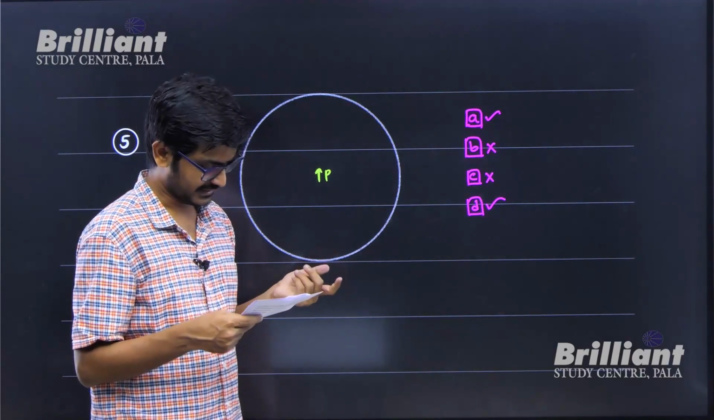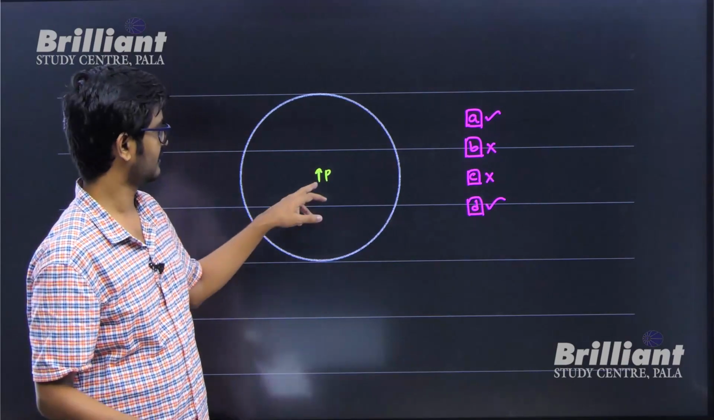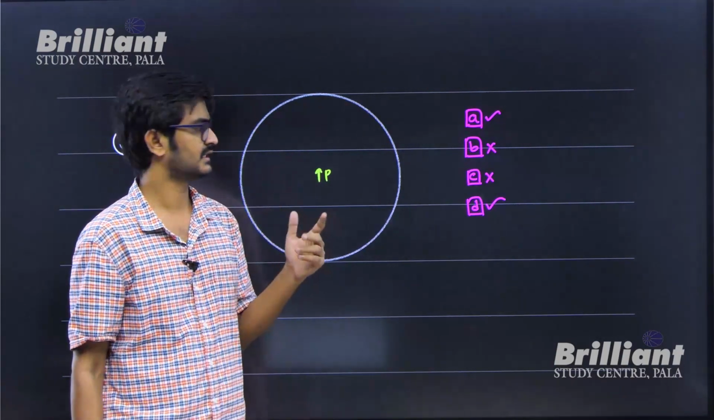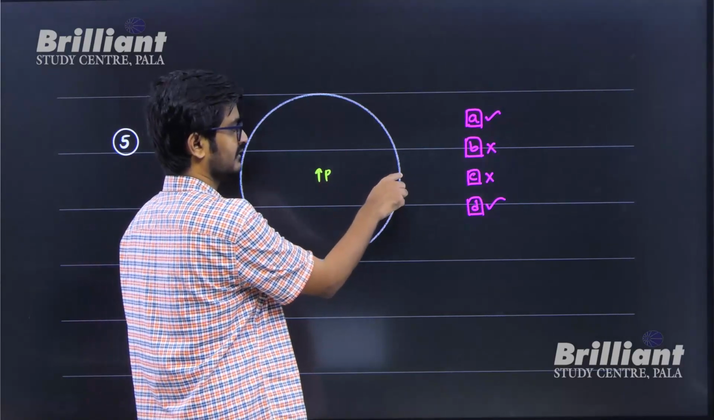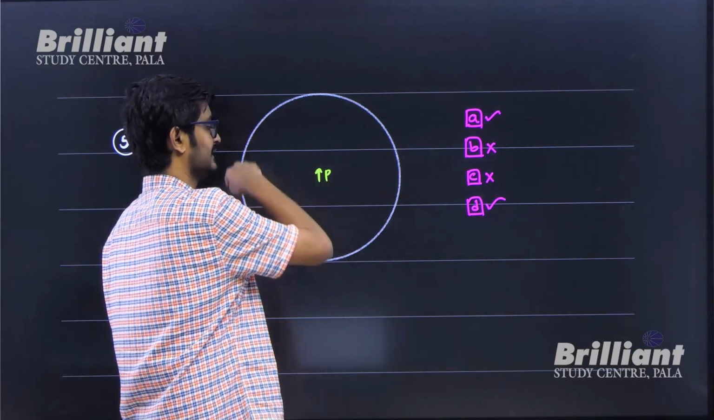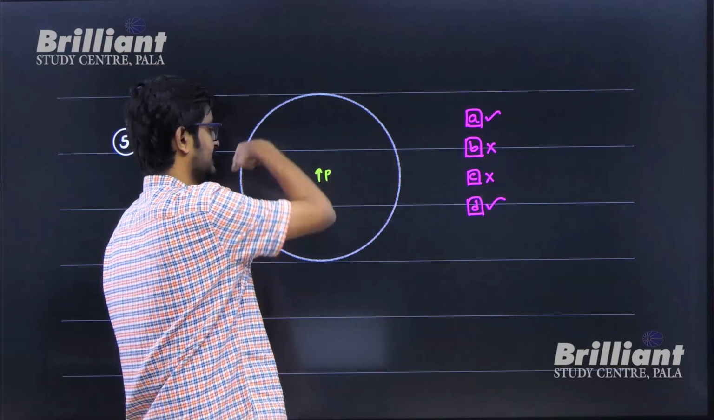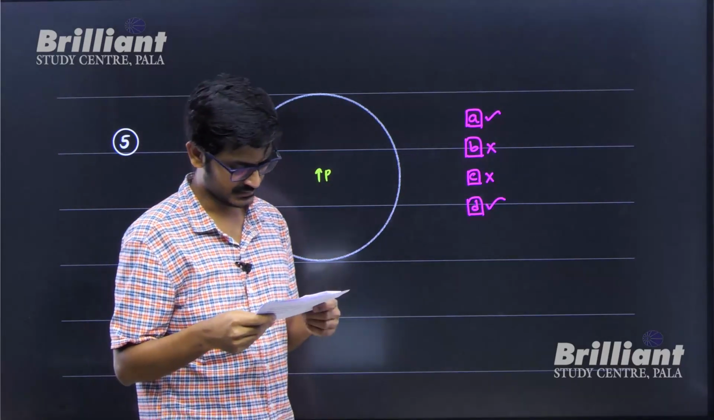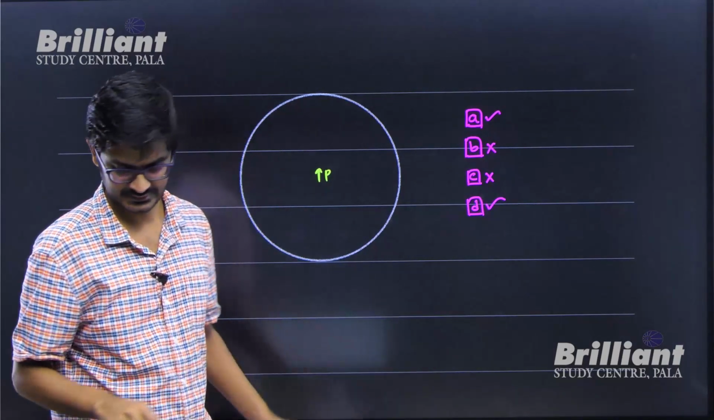Then, electric potential is 0 everywhere. So electric potential is not 0, it is a function of cos theta, right? But if I talk about the potential here, it will be 0. If I take this equator, then the potential everywhere here will be 0. So there will be a circle where the potential is going to be 0. So option D is correct.